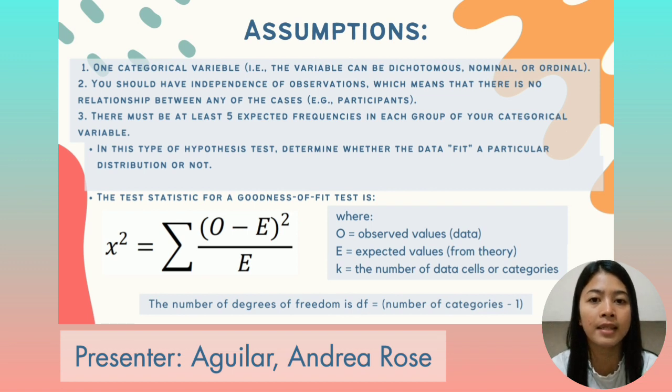And the test statistic for a goodness of fit test is X squared is equal to the summation of (O minus E) squared divided by E, where O is the observed values or the data, E is the expected values, and K is the number of different data cells or categories. The number of degrees of freedom is DF equals the number of categories minus 1.